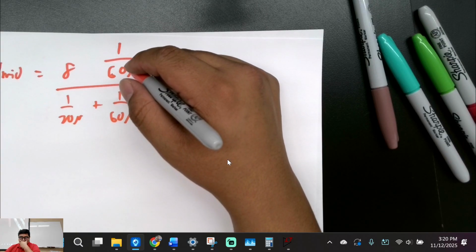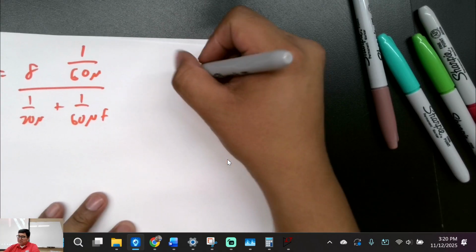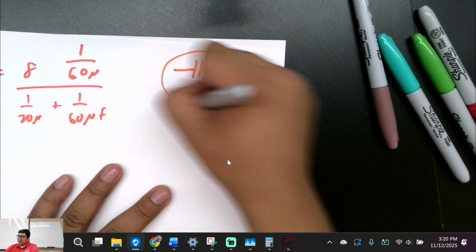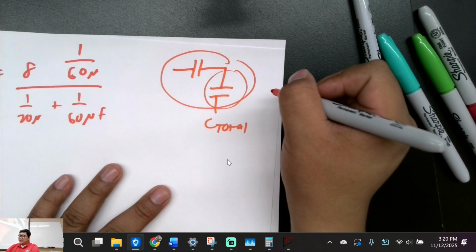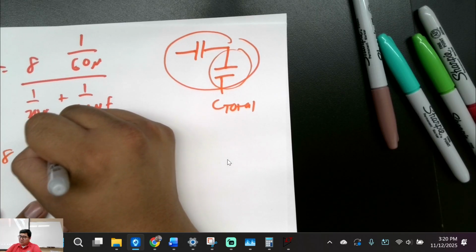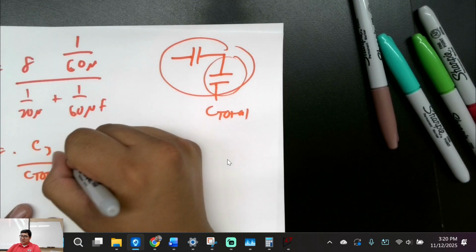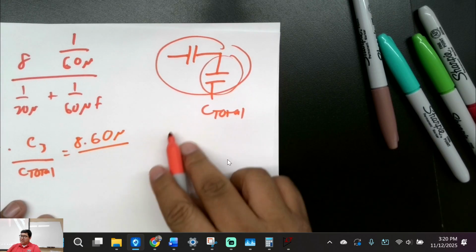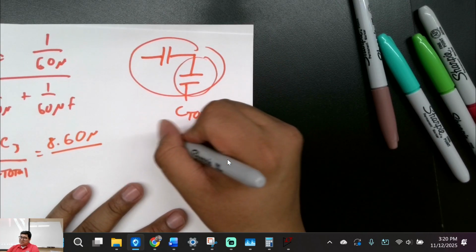Let me see. No, because what I'm trying to say right here, capacitor. Can everyone agree that this right here is C total, right? But I'm trying to do just this capacitor right there. So I'm trying to do something like this: 8 times C3 divided by C total to get that voltage divider, right? So if I were to do this 8 times 60, right? And what's C total? Which is this in parallel and this series thing, and it's this equation right here.